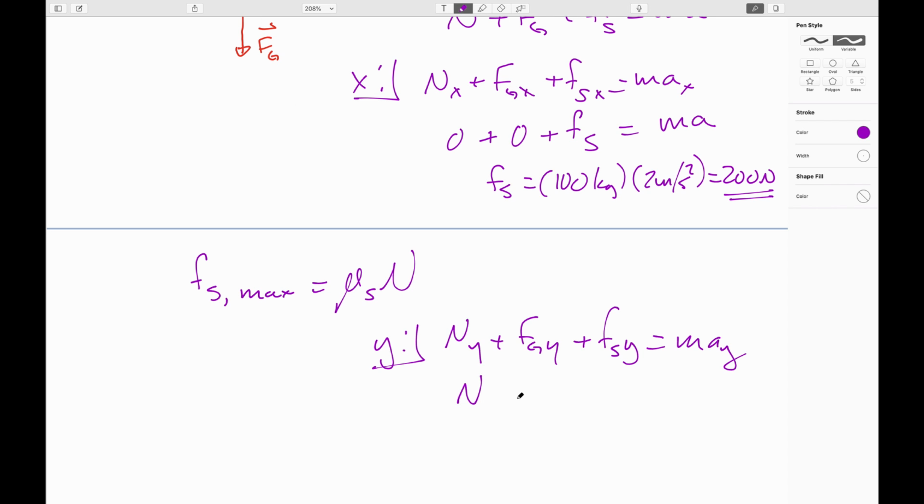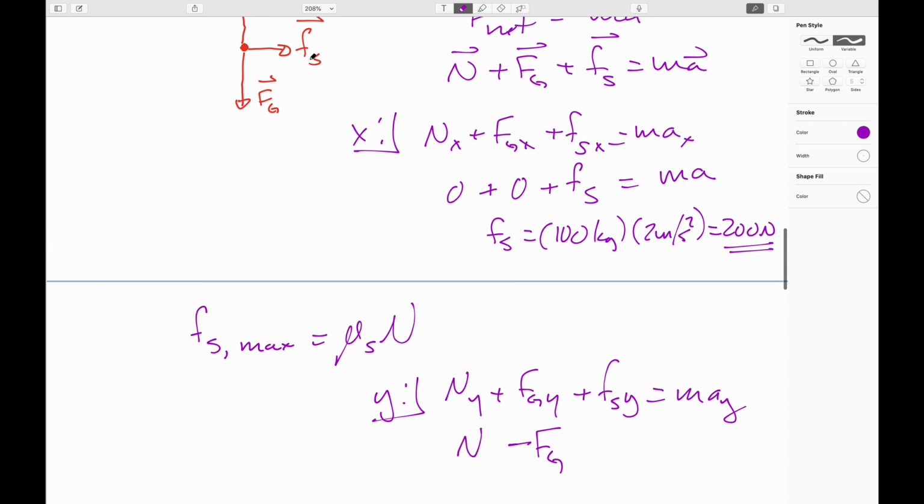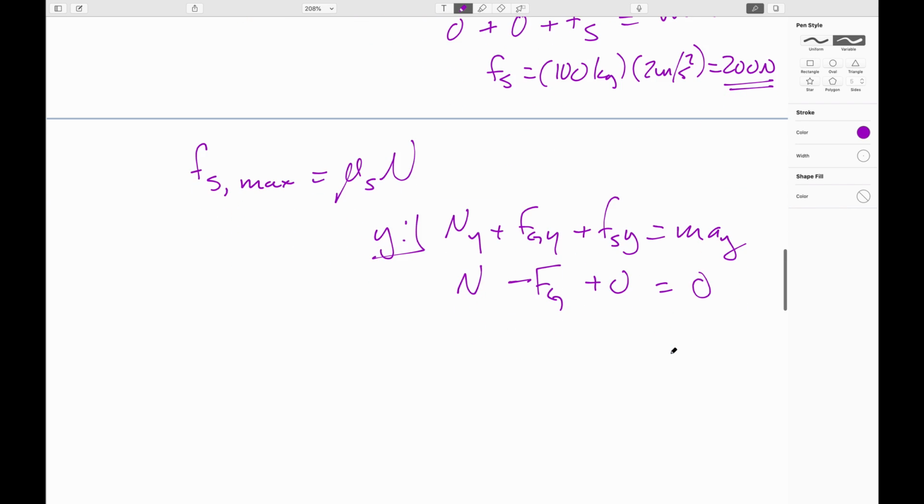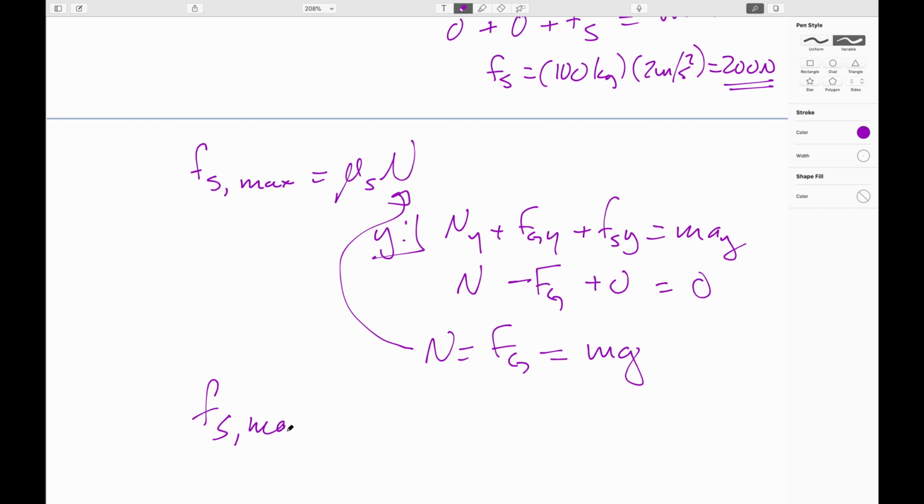Gravity is acting entirely in negative y, so we write minus Fg. The force of static friction, remember, was acting entirely in the plus x, none of it in the y, so we can write 0 for the y component. The acceleration was purely to the right, so we can write 0 for that. So what we get here is that the normal force is equal to the force of gravity, and by our model of gravity, that's equal to mg. So putting that back into our expression for Fs max, we get that Fs max is equal to mu s times mg.